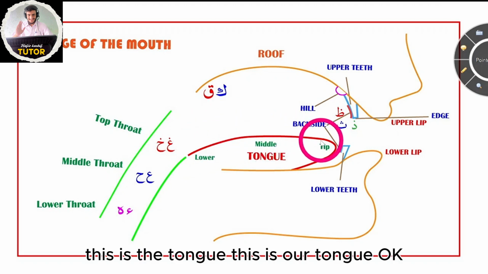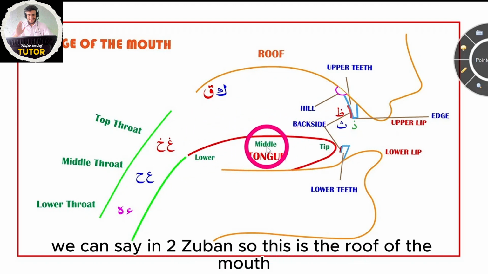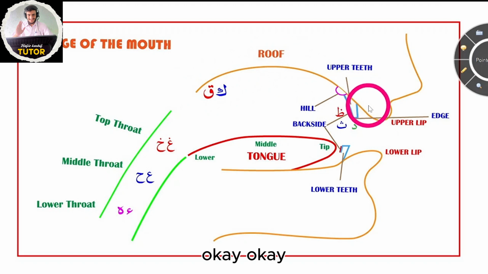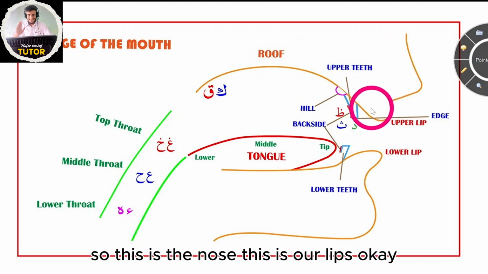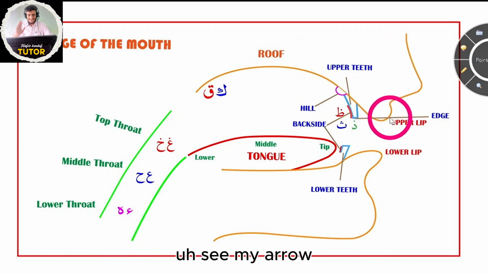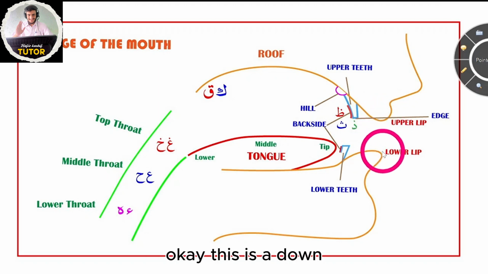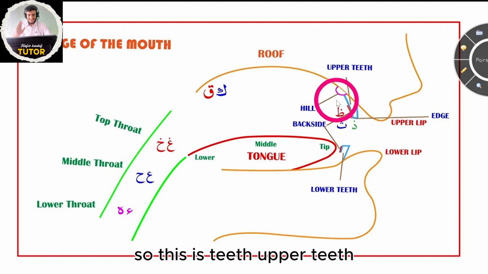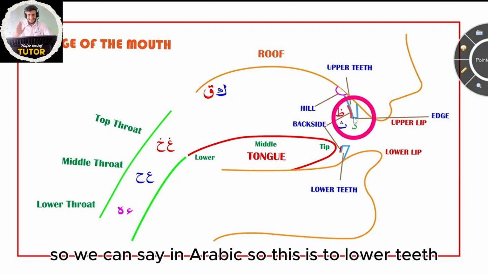This is the tongue, zuban in Urdu. This is the roof of the mouth, the upside of the mouth. This is the nose. These are our lips. Focus on my arrow. This is the lower lip, and this is the upper lip. These are the upper teeth, thaniyya ulya in Arabic. And this is the lower teeth.